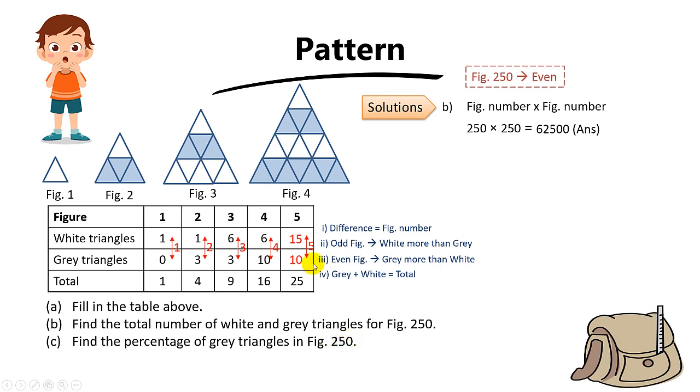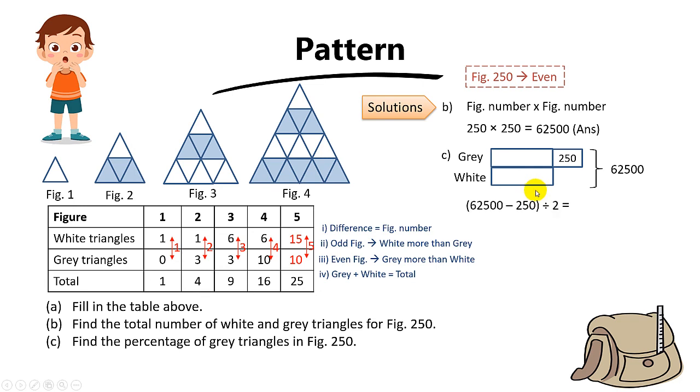Why is that so? Because we know the difference will be equal to the figure number. So therefore, we can draw the model, which is the gray triangles is more than the white triangles by 250. And we also know that the total triangles is actually the part B answer, which is 62500. So now with this model, can you find the number of gray and white triangles now? It should be quite straightforward now. To find the white triangles, you take the total minus 250, then divide by 2, you get 31125. Then the gray triangles will be this plus 250, you get 31375.